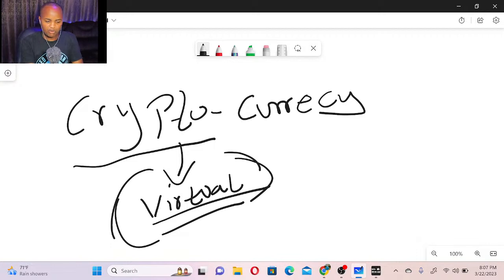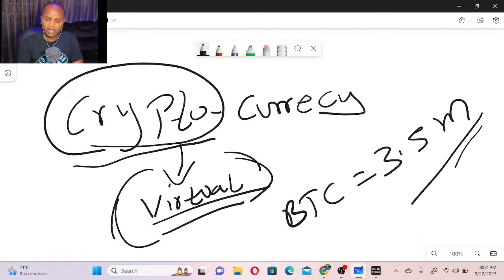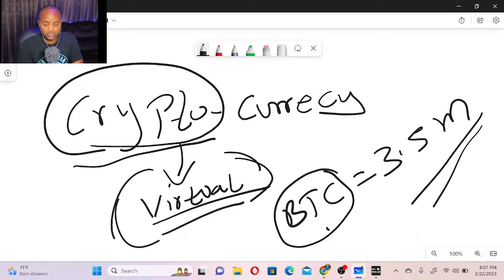So when we talk about crypto, you can hear that now Bitcoin is going at around maybe 3.5 million, okay, 3.5 M. But this Bitcoin is actually not like the value of the dollar, which is going at maybe 130 Kenya shillings. When it comes to Bitcoin, this is different, because you cannot go to the bank or anywhere and say I want to withdraw Bitcoin, because Bitcoin is actually a virtual currency.